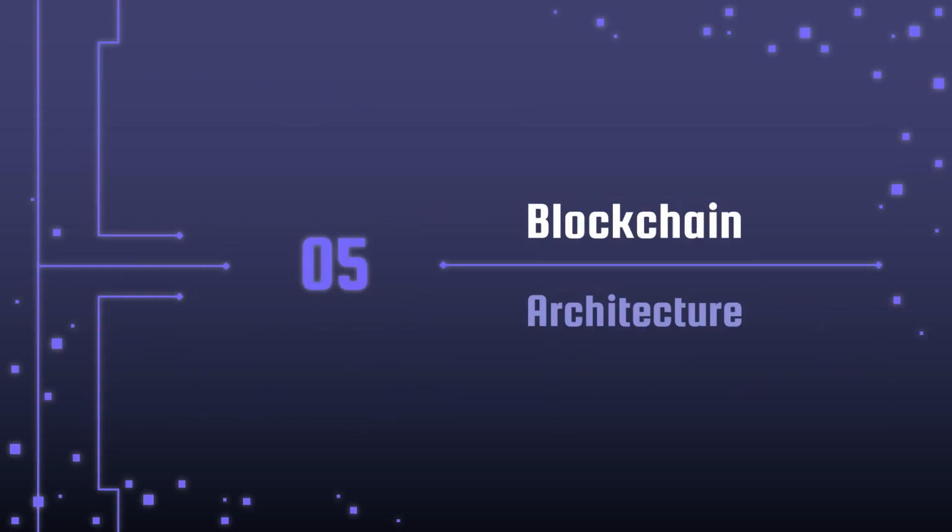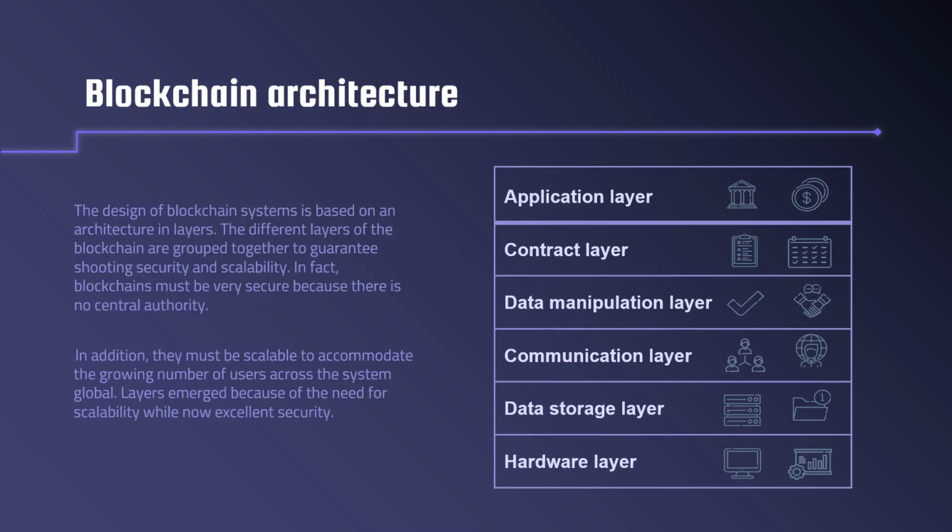In this chapter, we are going to explain a very important notion in blockchain systems. It's the architecture of the blockchain. The design of blockchain systems is based on an architecture in layers. The different layers of the blockchain are grouped together to guarantee security and scalability.